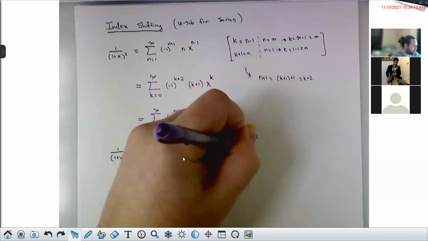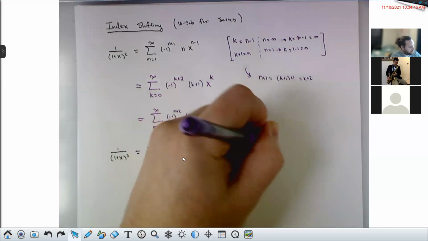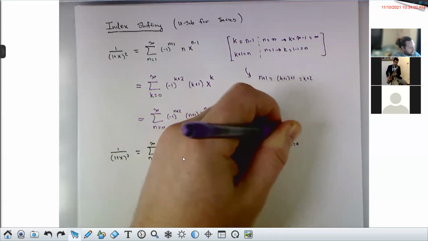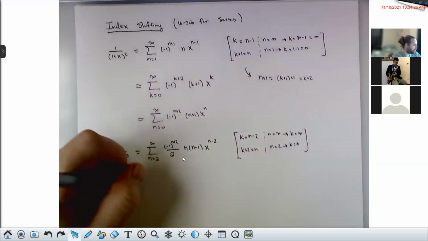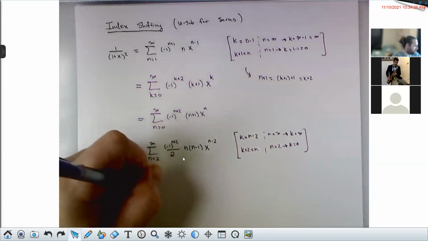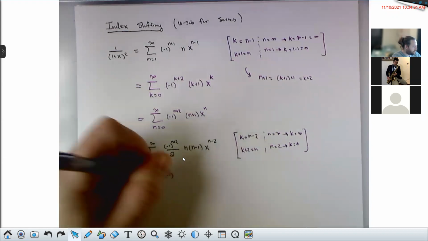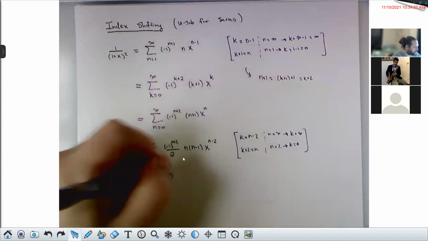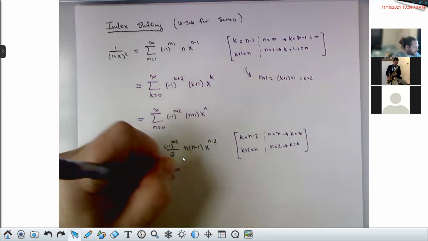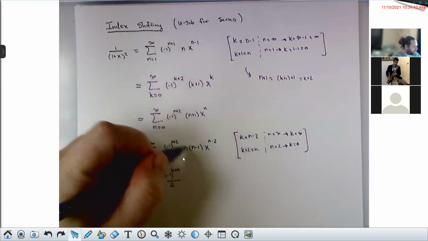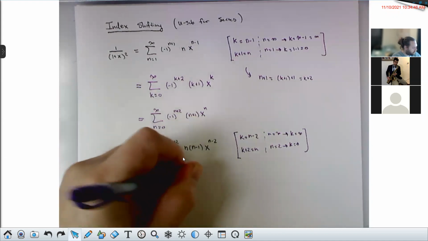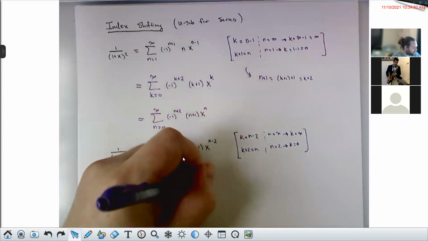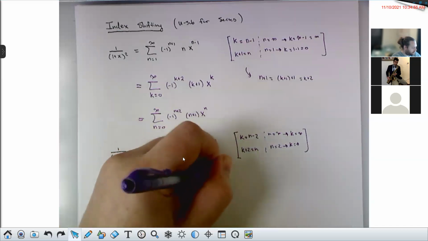This would mean k plus 2 is equal to n. When n is equal to 2, k is equal to 0. When n is equal to infinity, k is equal to infinity. So this would be sigma k from 0 to infinity, negative 1 to the, let's see, what is n plus 2? Well, if n is k plus 2, this is going to be k plus 4 over 2. N is k plus 2, so this is k plus 2. N minus 1 is k plus 2 minus 1 is k plus 1. And x to the n minus 2 is x to the k.